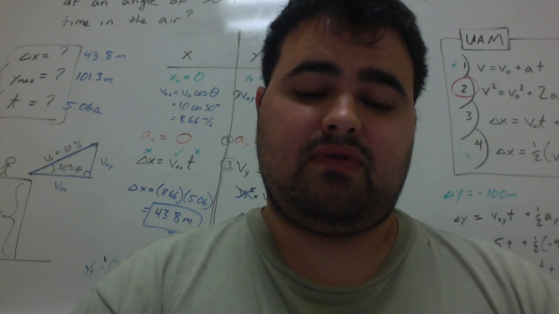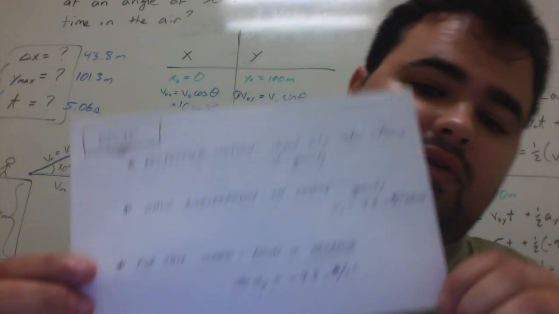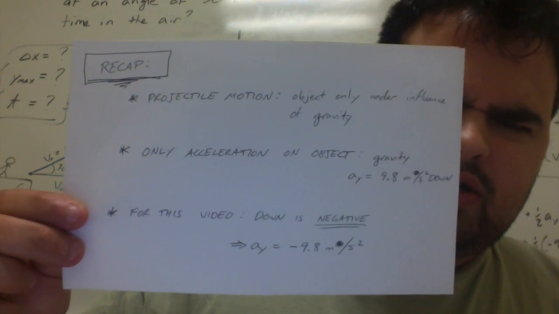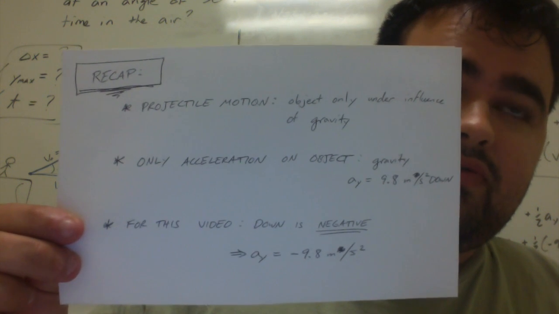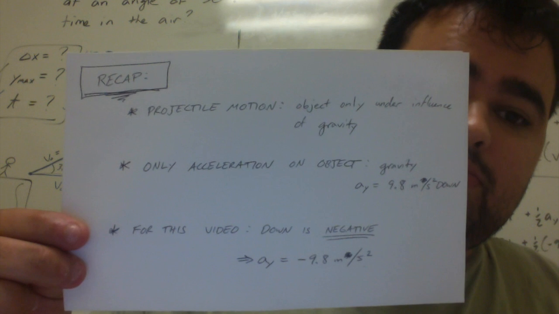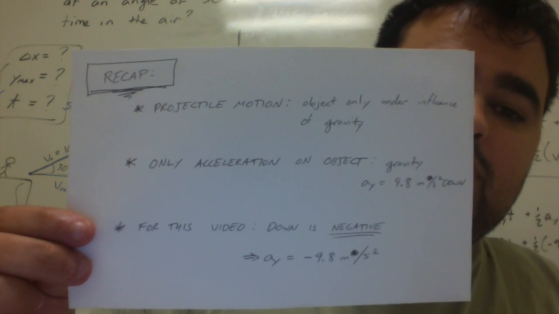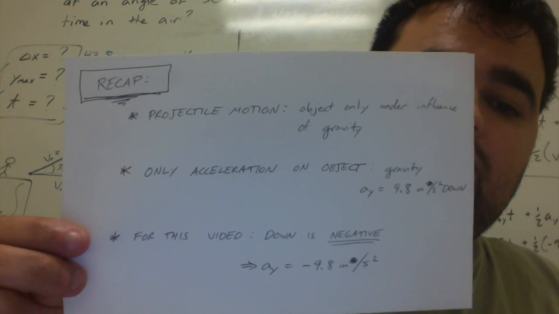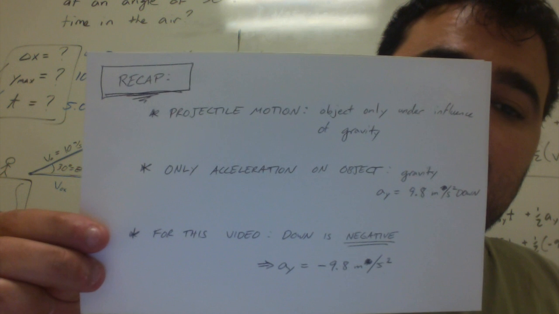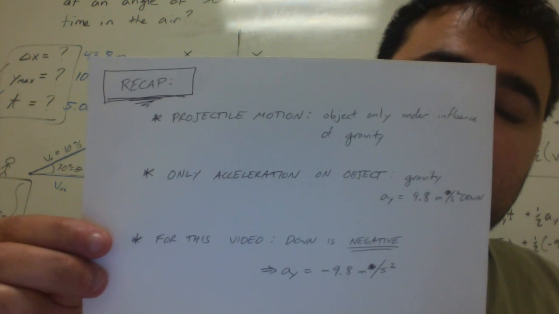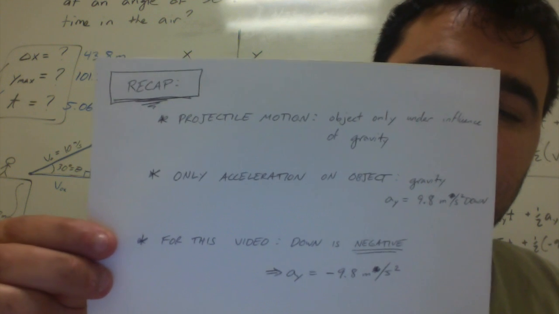To recap that video, three basic points that you need to know are that first off, projectile motion, by definition, is when the only force an object feels is due to gravity. On Earth, even though a falling object feels other forces such as air resistance, that is considered to be negligible, and it's considered that the only force acting on those objects is the force of gravity.